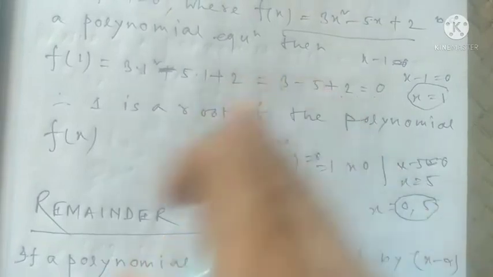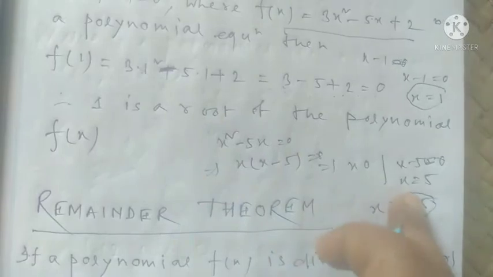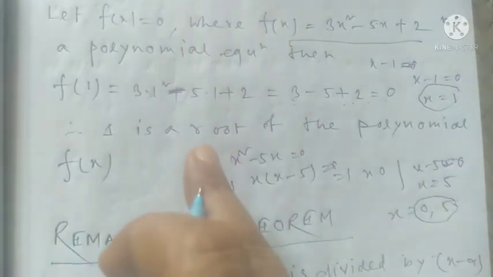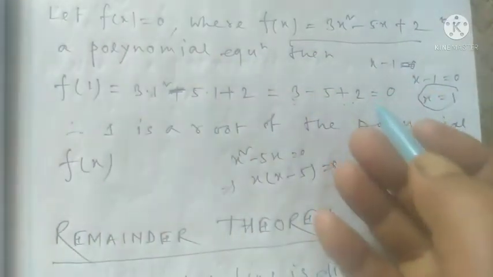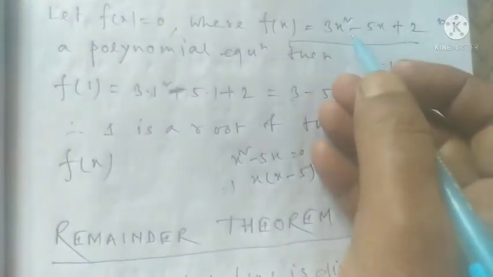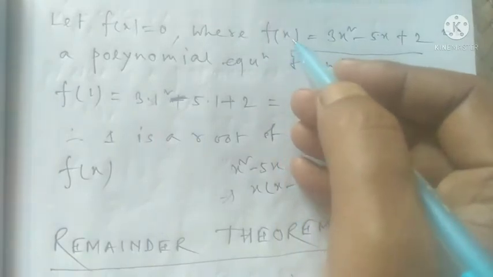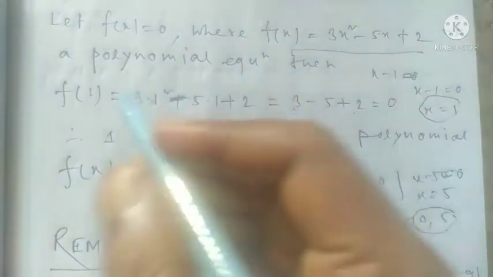In this process you can also check whether this is a factor or a root, yes or no. So this is another method, the factorization method, and here is the remainder theorem. By using the remainder theorem, how do you know whether one is a root? Suppose in this equation, if you put 1 in x and your value is 0, then you can say 1 is a root of this equation.